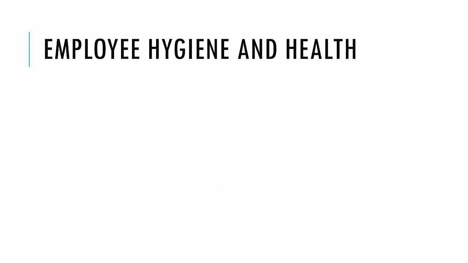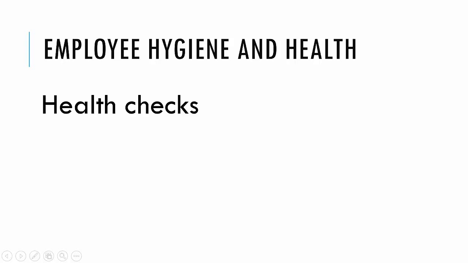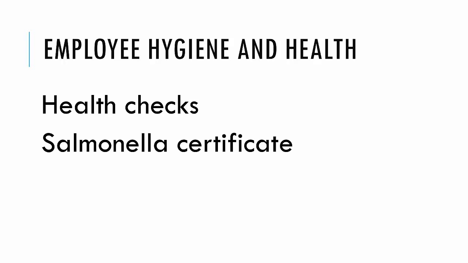Then to overall employee hygiene when working with food, what are the ways in which we monitor employees who work with our food? When you start working in food premises, the first thing you usually have is a health check. These are often also regular, also while working with food goods. When taking the first health check, you are usually also asked for a Salmonella certificate.